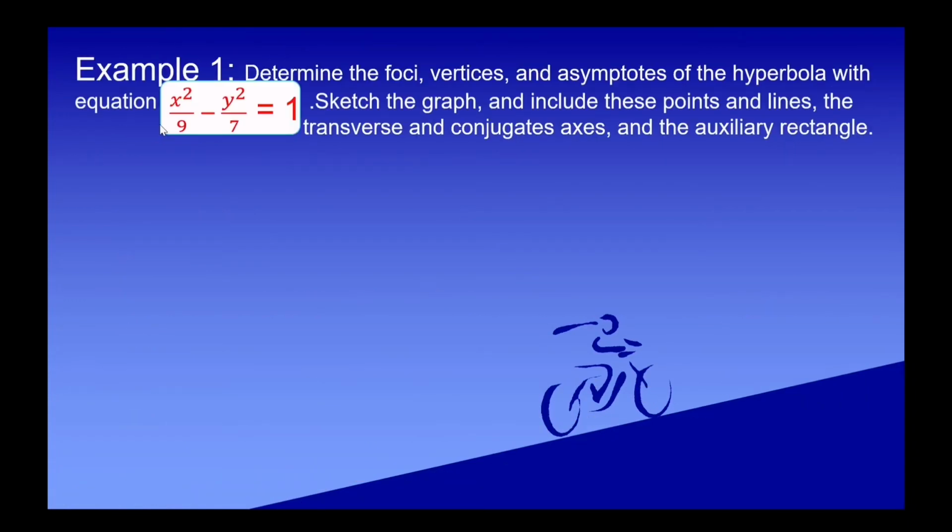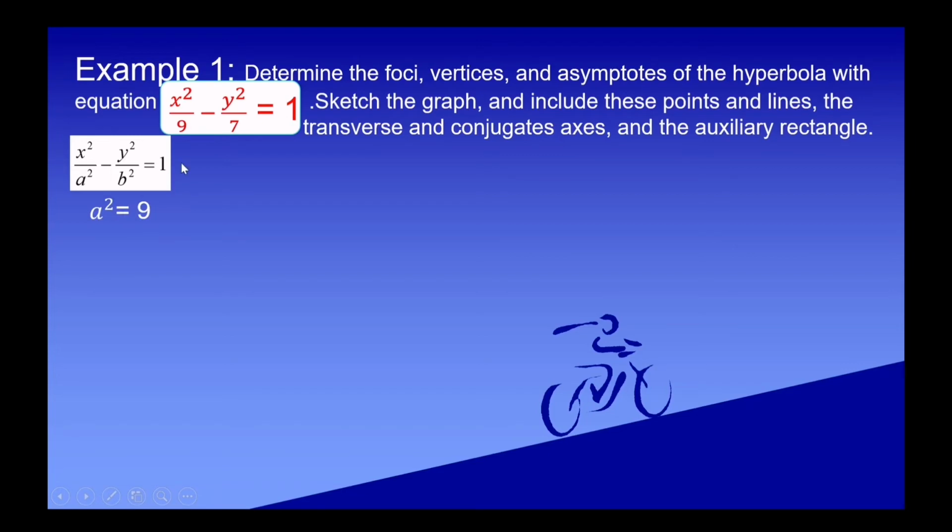Okay, let's do our first illustrative example. Example 1: Determine the foci, vertices, and asymptotes of the hyperbola with the equation x squared over 9 minus y squared over 7 is equal to 1. Sketch the graph and include these points and lines, the transverse axis and conjugate axis, and the auxiliary rectangle. With the use of this standard equation, just to compare to our given example.